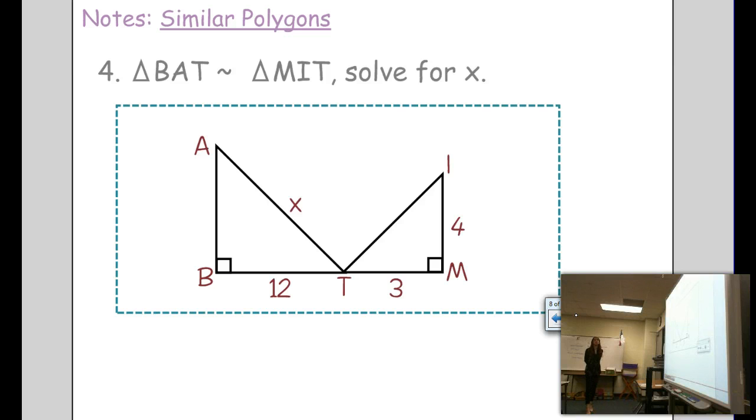Triangle bat is similar to triangle mitt. Oh, look, it's baseball season almost. Okay, solve for x. Go.